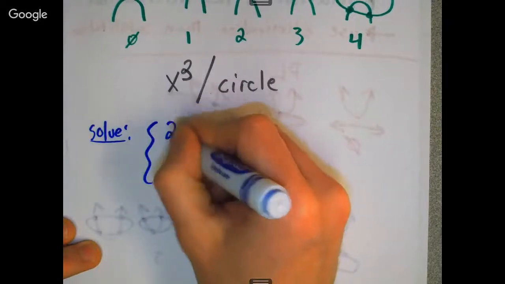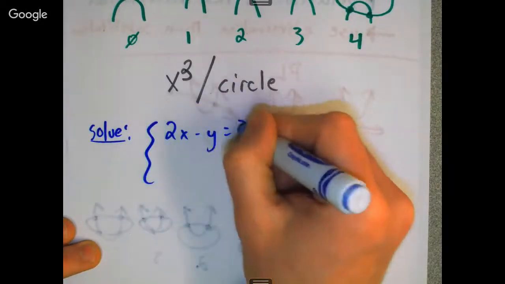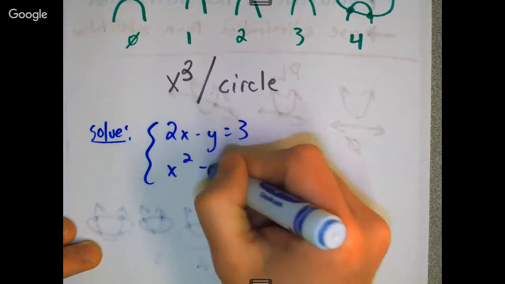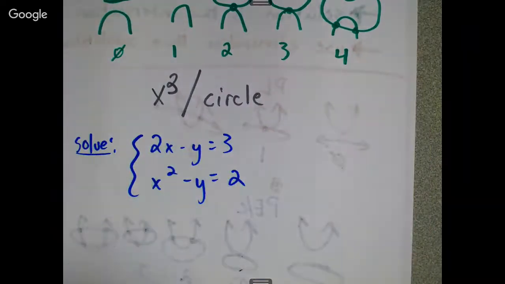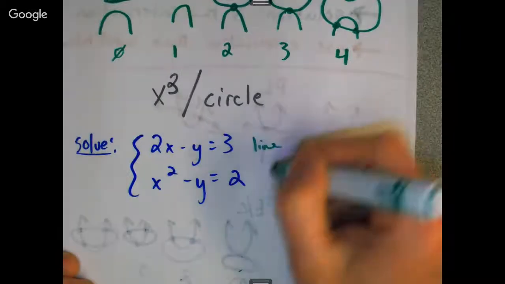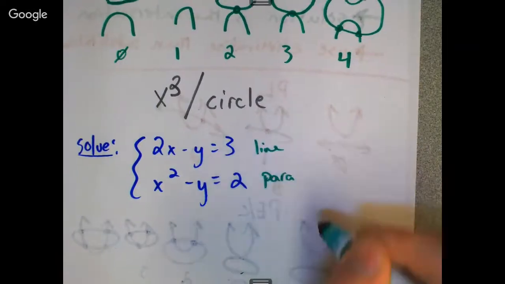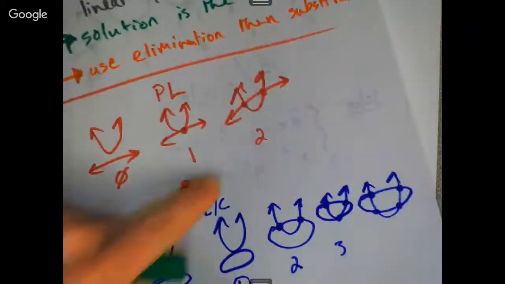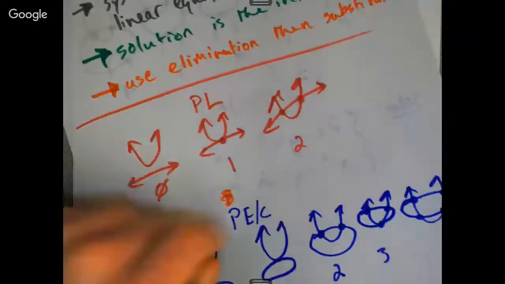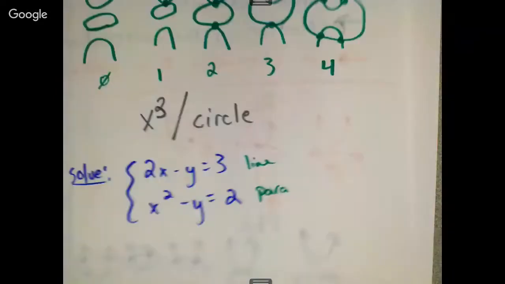We have 2x minus y equals 3, and x squared minus y equals 2. The top one is just a line, and this one is a parabola. We're trying to see how a line interacts with a parabola. We did that earlier, so at max I'm looking for two solutions. I'm going to look for 2, 1, or no solutions.